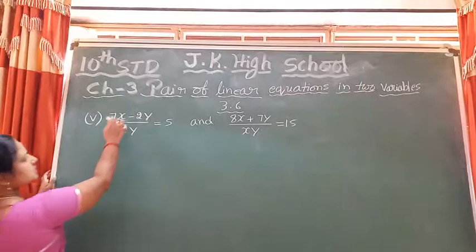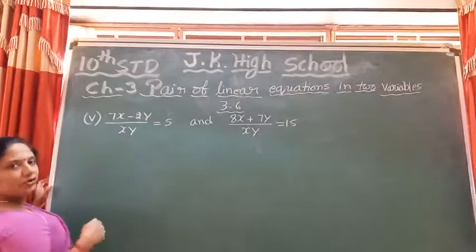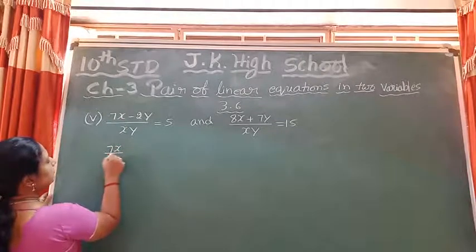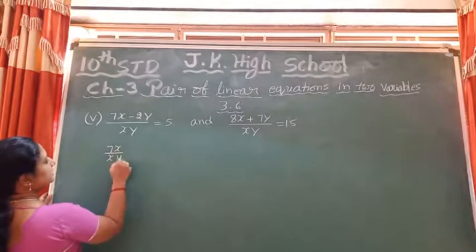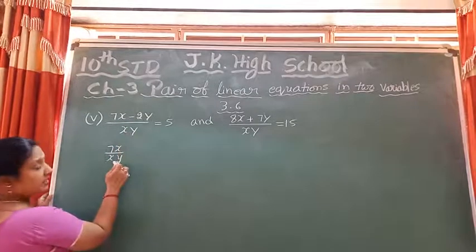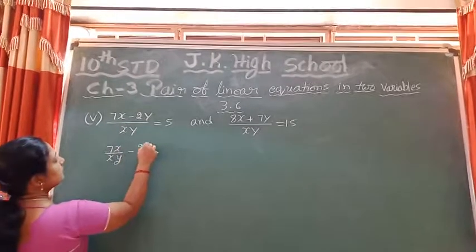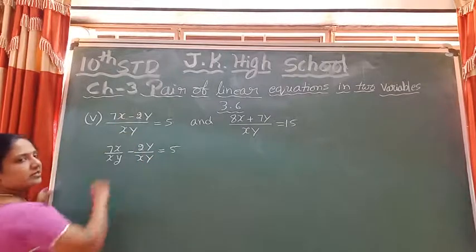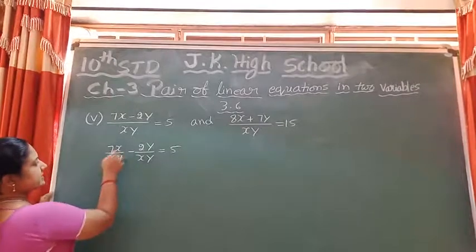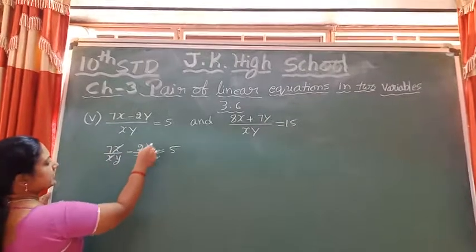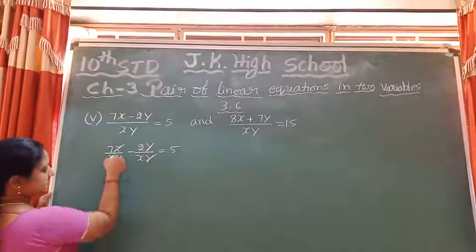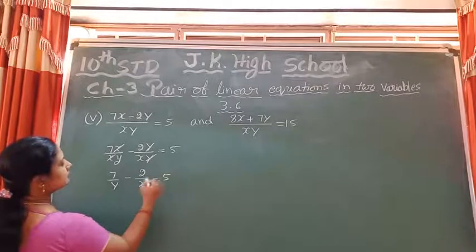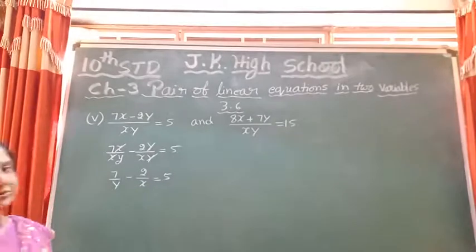See now, this is a binomial in the numerator and a monomial in the denominator. I can divide both the terms by the denominator: 7x divided by xy minus 2y divided by xy is equal to 5. This denominator applies for both the terms. Then x will get cancelled after simplification, y will get cancelled. After simplification it reduces to 7 by y minus 2 by x is equal to 5. This is the reduced form.